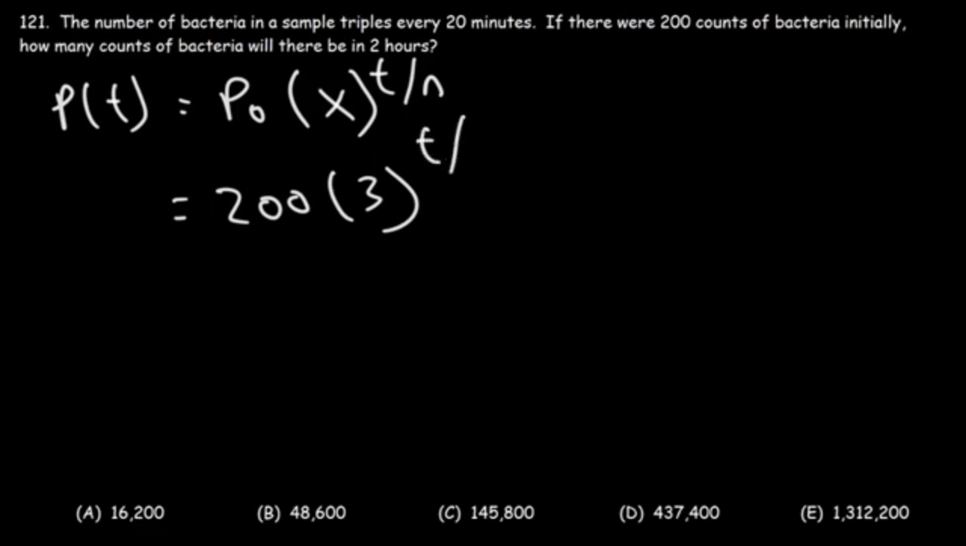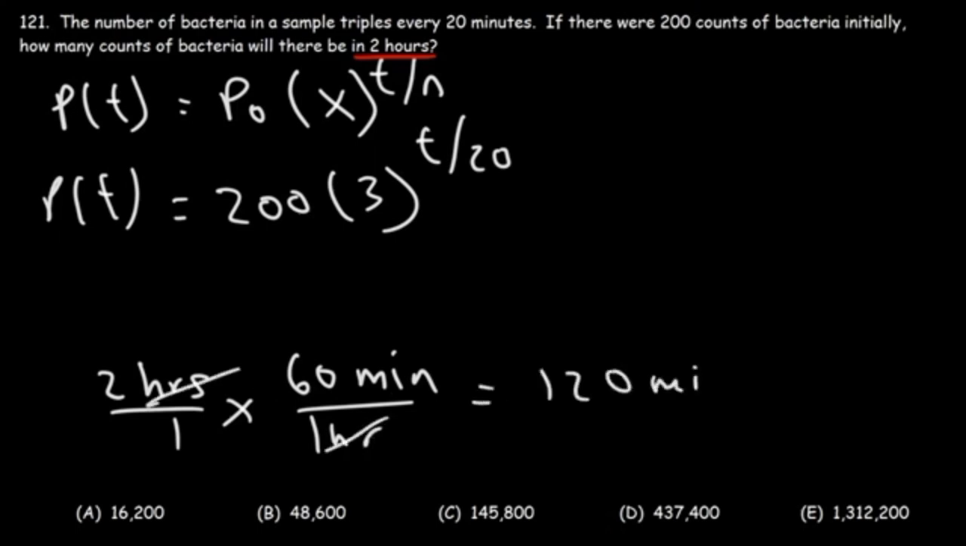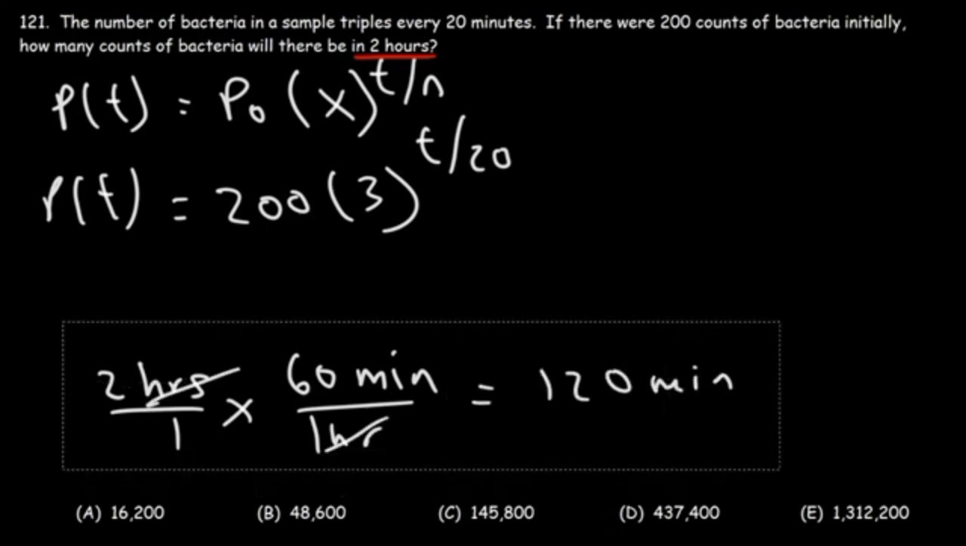T is going to be the time in minutes. Notice that it triples every 20 minutes. So n is going to be 20 or 20 minutes. So because n is in minutes, t has to be in minutes. Now, we want to find out how much bacteria there's going to be in 2 hours. So we need to convert that to minutes. There are 60 minutes in 1 hour. So this is going to be 2 times 60. So that's 120 minutes. So that's t.